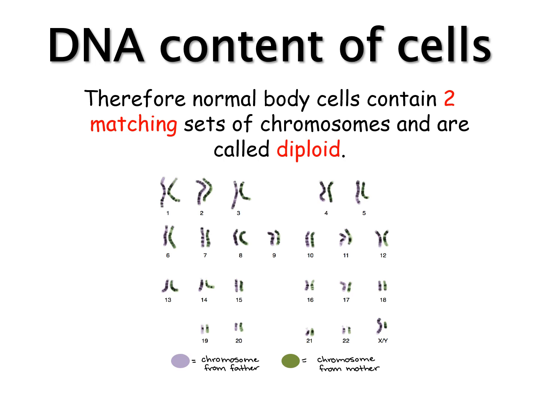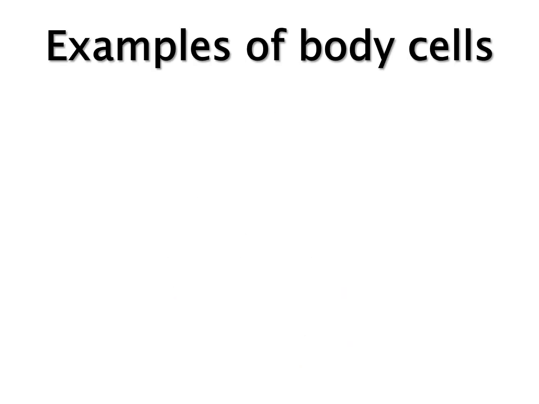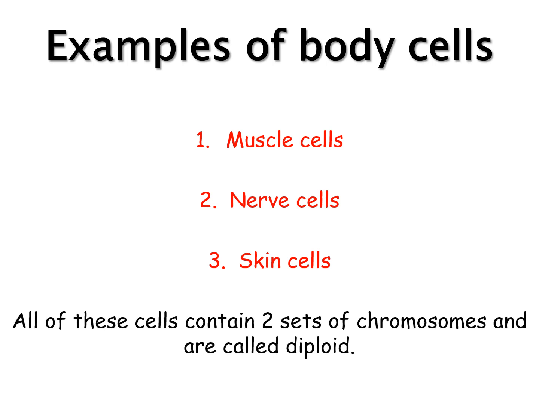So to recap that so far, every normal body cell contains two matching sets of chromosomes. If the cell contains two matching sets of chromosomes, we get that special name, and that name that we give the cell is a diploid cell. Every normal body cell contains two sets of chromosomes. Again, we get one set from mum and one set from dad. These body cells can be found in most parts of the body and can include muscle cells, nerve cells, and skin cells. Every single one of these cells contains those two sets of chromosomes.